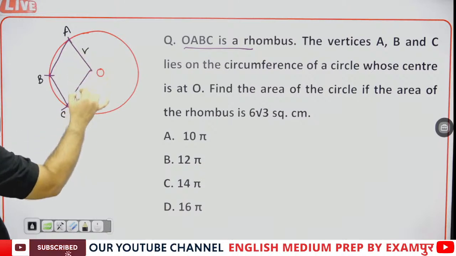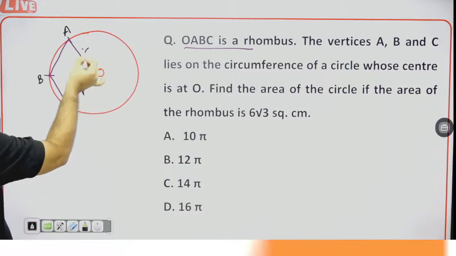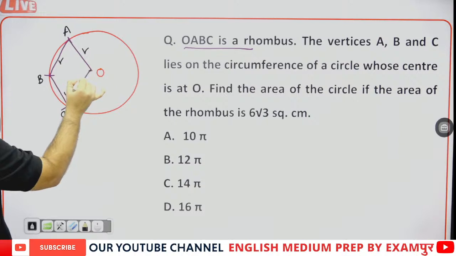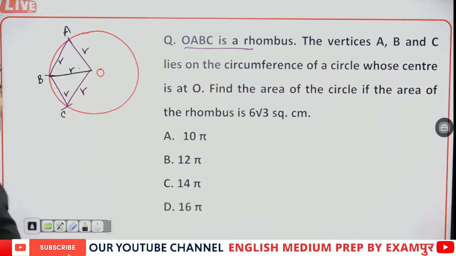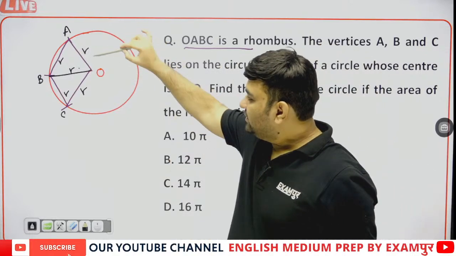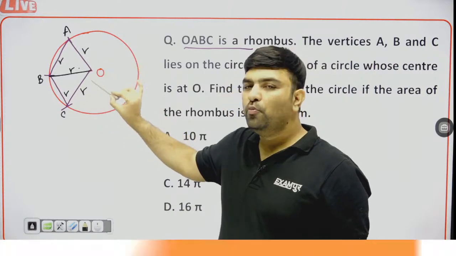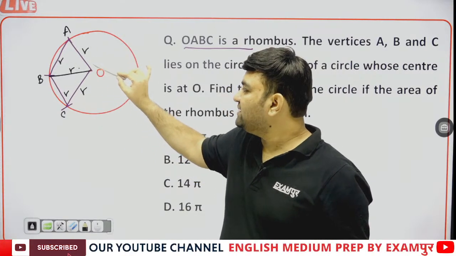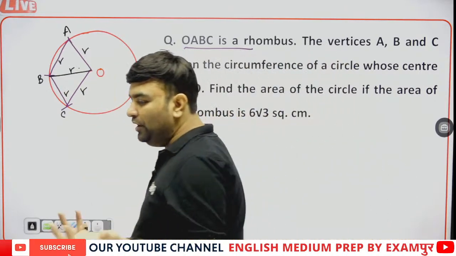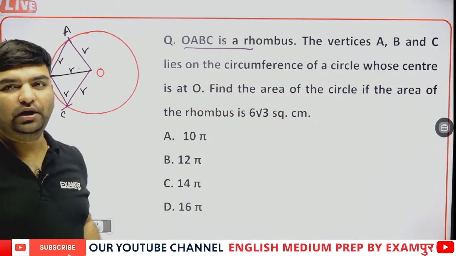This is radius. This is also radius. In a rhombus, all sides are equal. So if this is R, this is R, this is also R, this is also R, and center to circumference is also R. So they are becoming two equilateral triangles.